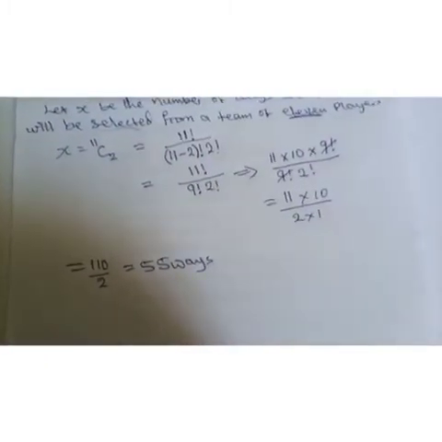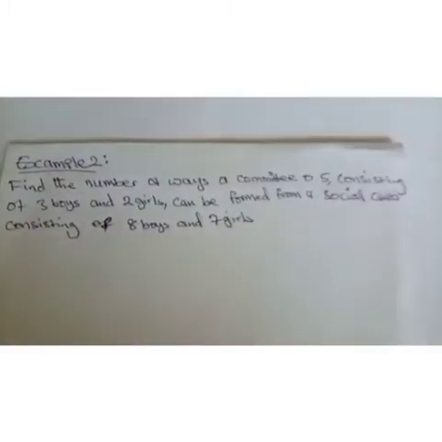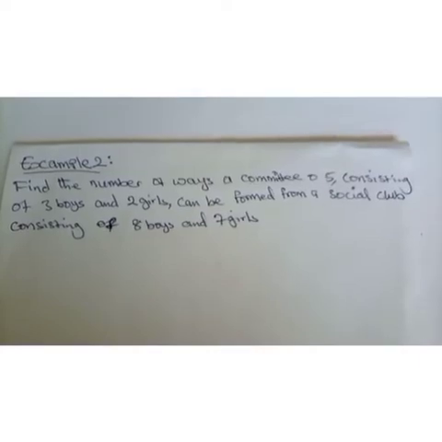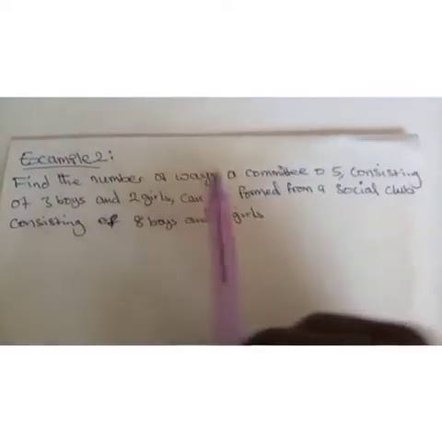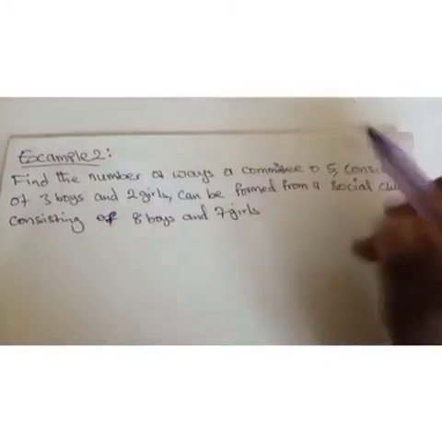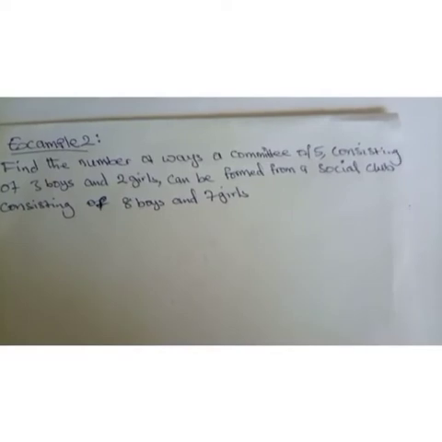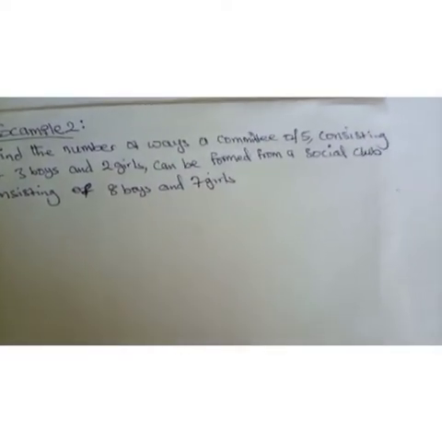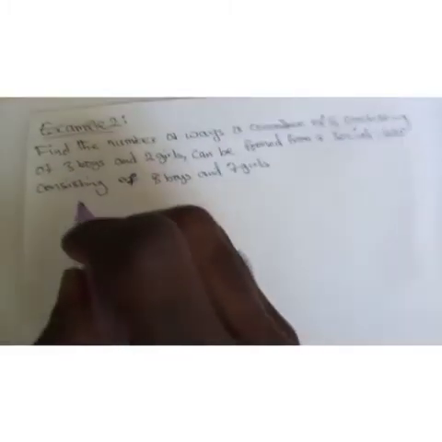Let's move to example 2. In this example, we are to find the number of ways a committee of 5 consisting of 3 boys and 2 girls can be formed from a social club consisting of 8 boys and 7 girls.